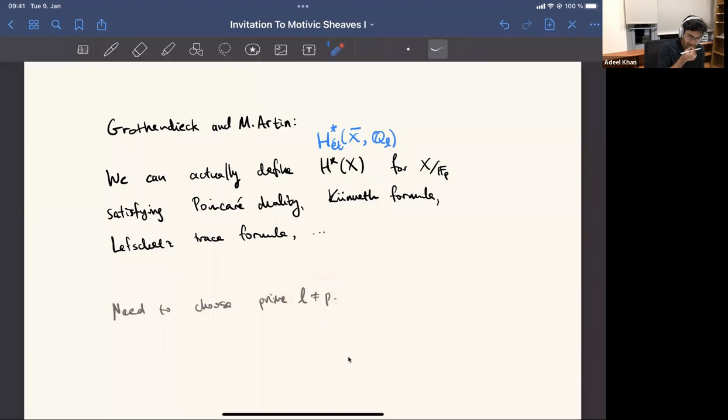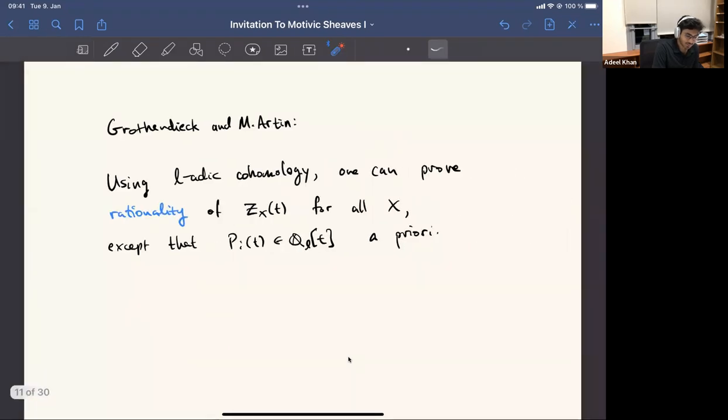So that's one thing that's going to be a problem in using this theory: you're never going to be able to get the full conjecture. At least a priori, it's going to be difficult to extract the full conjecture just from this statement, because there's always going to be a question about independence of l. But okay, that's still pretty good.